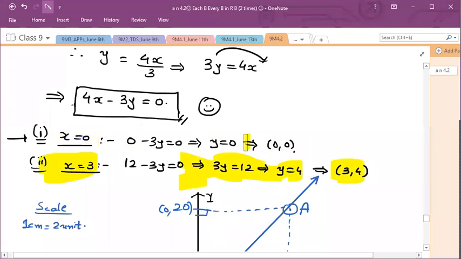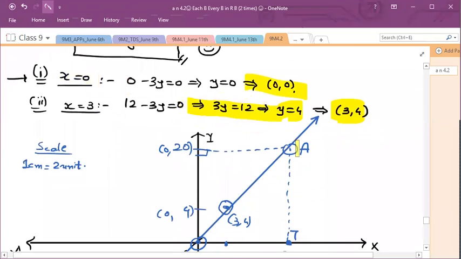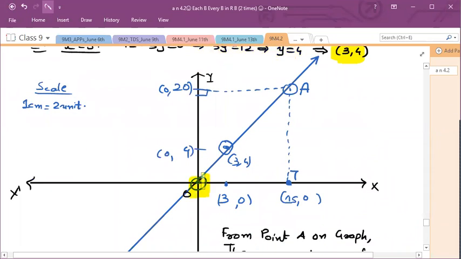So it is 3 comma 4. So here it is 0 comma 0, here it is 3 comma 4. So if this is 0 comma 0, if this is 3 comma 4, if you connect these two, then you will get this linear equation.